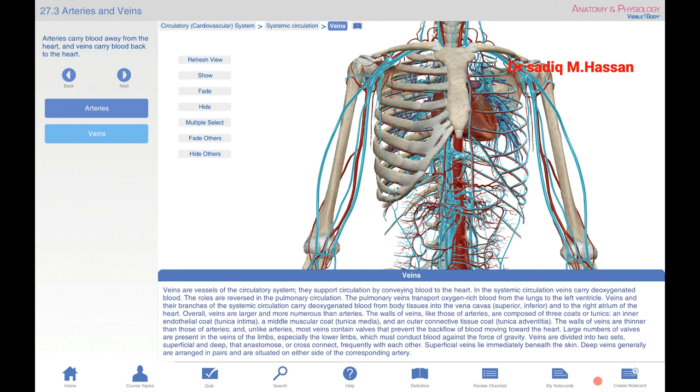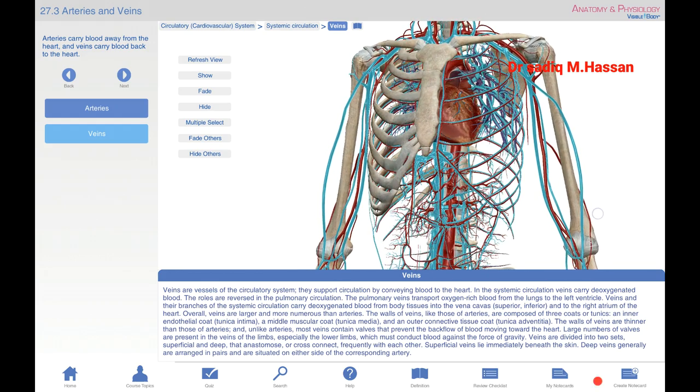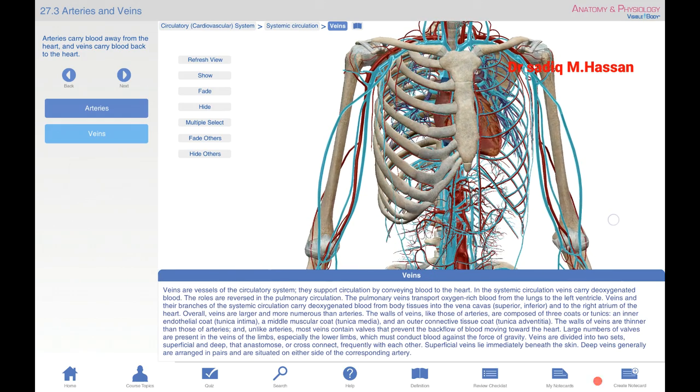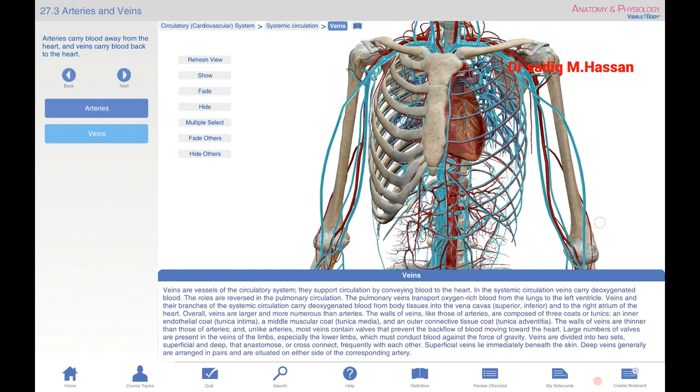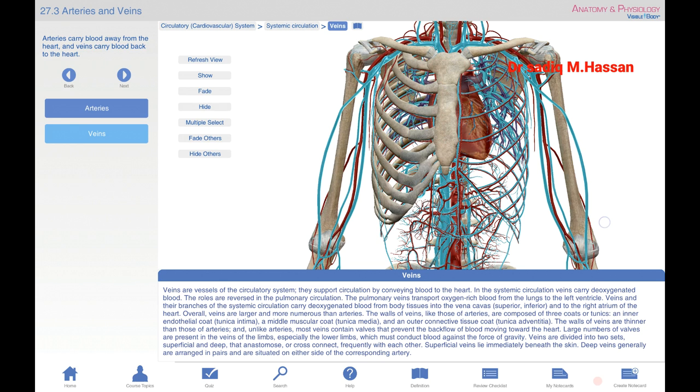The veins are vessels of the circulatory system. They support circulation by conveying blood into the heart. In systemic circulation in general, veins carry deoxygenated blood. The roles are reversed in pulmonary circulation. How is this situation reversed in pulmonary circulation? Pulmonary veins transport oxygen-rich blood from the lung to the heart, to the left atrium. Veins and their branches of systemic circulation carry deoxygenated blood from the tissue into the vena cava, the superior vena cava and inferior vena cava, and to the right atrium of the heart.